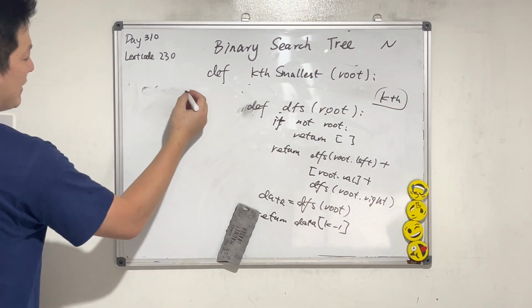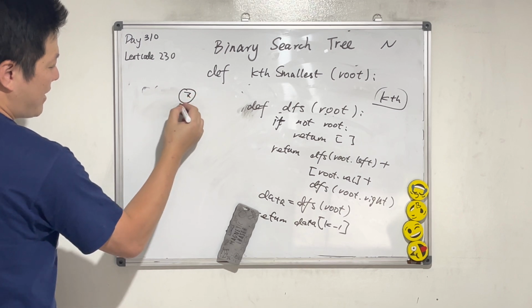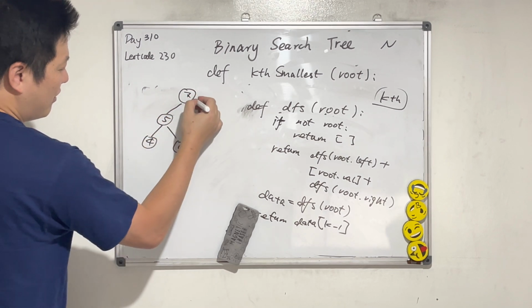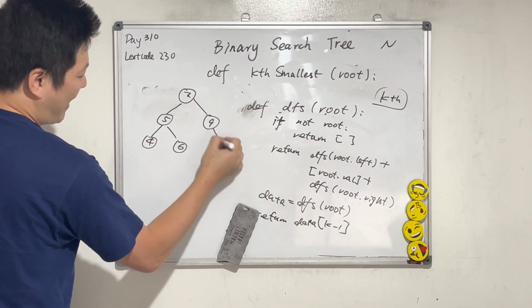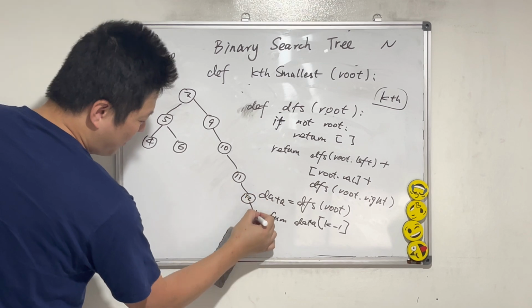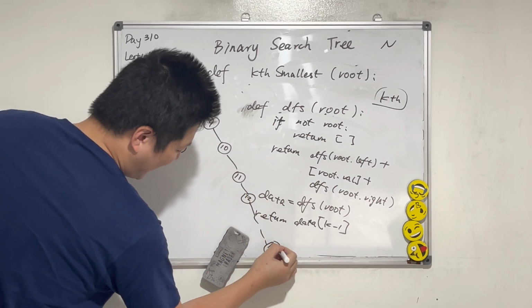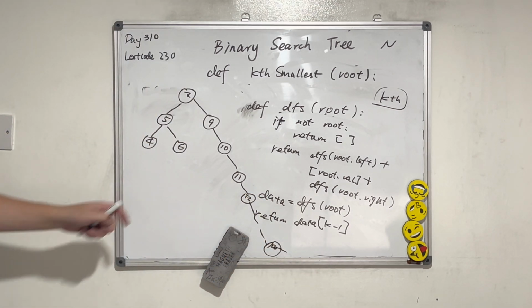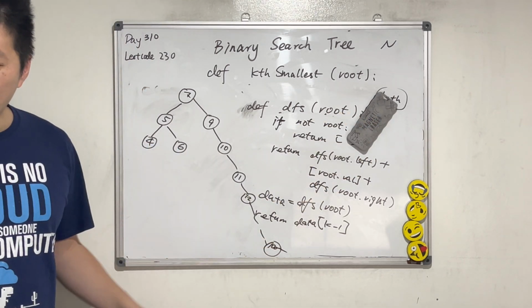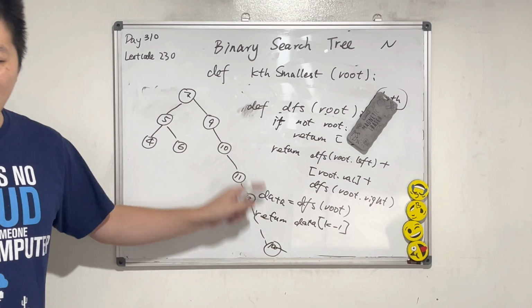Look, let's write this again. 7, 5, 6, 4. Okay, so let's say 9, 10, 11, 12, keep going up to a million. That's what I mean, this is a very extreme case. In this one, you will call O(N) because there are N nodes in the tree.